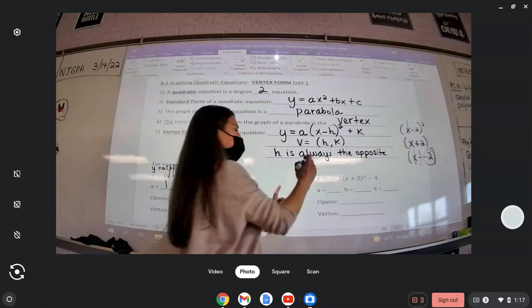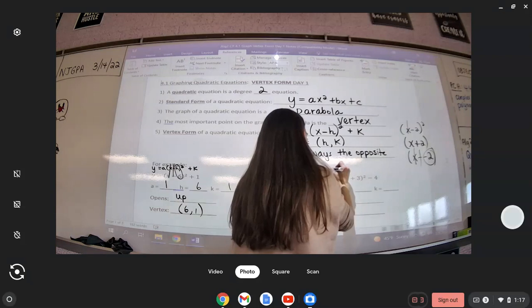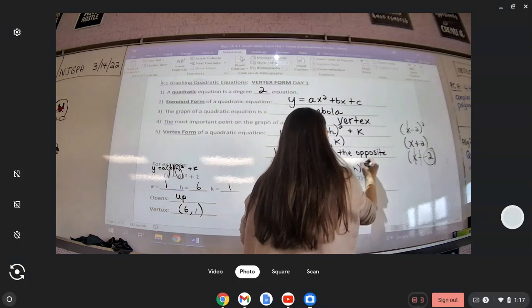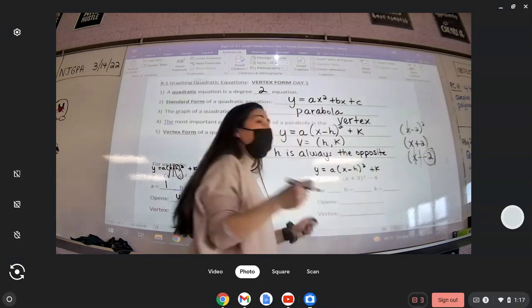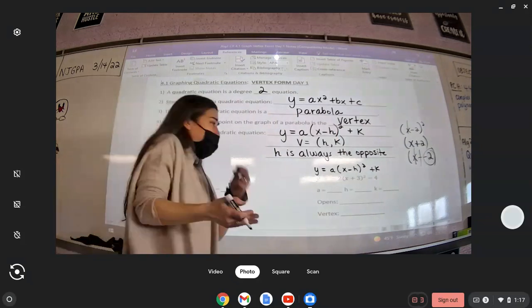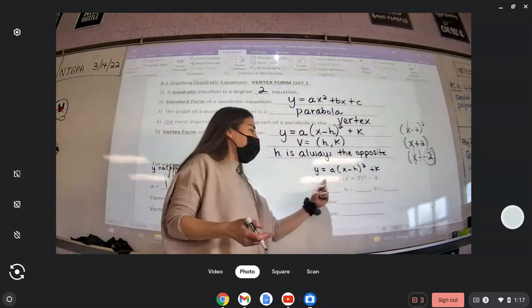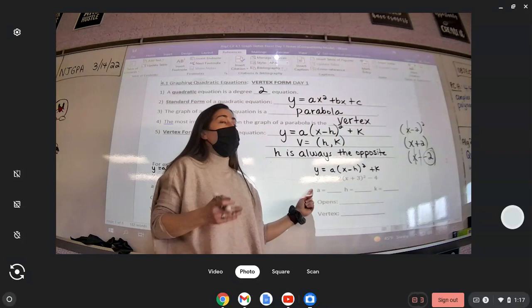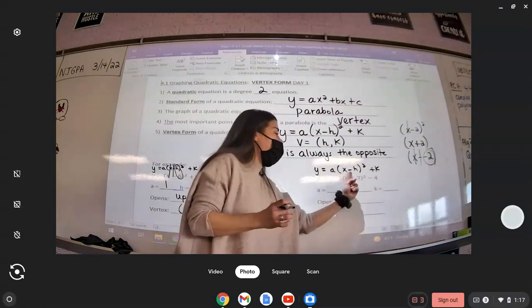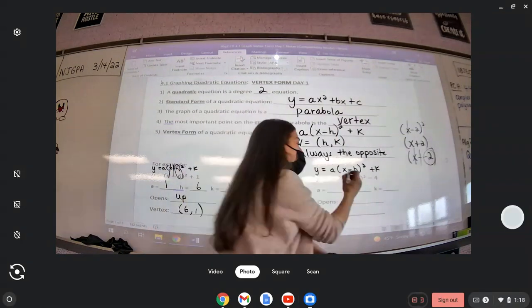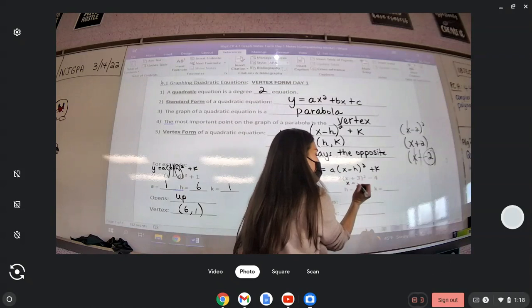All right, let's try this one. Okay. Now this is exactly what you were saying, Darren. This is technically not vertex form because it's not X minus a number. But I could say that this is X minus who?